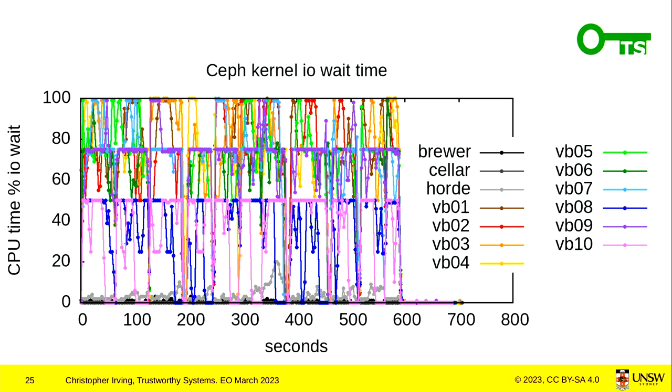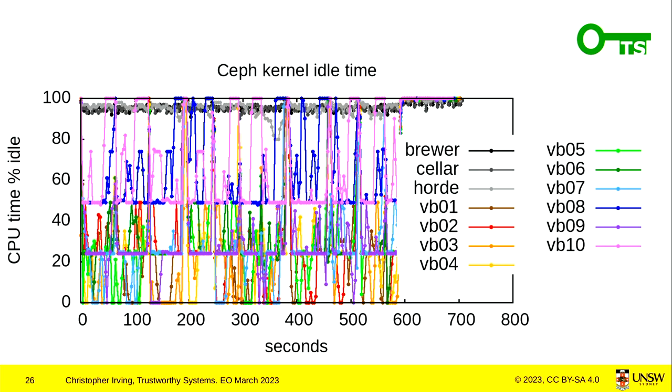The servers, however, are not having to do much I/O. It's a little hard to see because there's so many colors going everywhere, but if you look at the bottom, you can see the gray lines and the black line are still down the bottom. The servers are not having a hard time. It's the clients that are having to wait a lot. Idle time looks like it's just about a mirror of the I/O wait time.